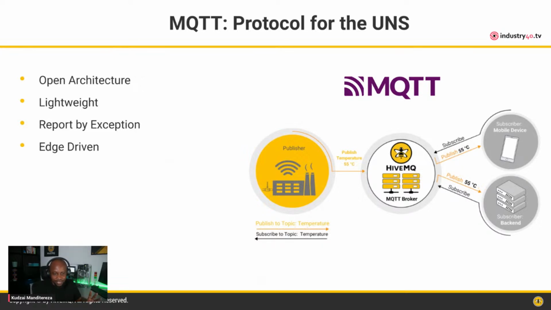So you want to make sure that whatever protocol you're using for a unified namespace is open, which is what MQTT is. And then lightweight, again, this information is being pushed from the edge. You want all of that information to be lightweight. And report by exception is also very crucial, because now you don't want to consistently poll your sources to get a notion of a real-time snapshot.